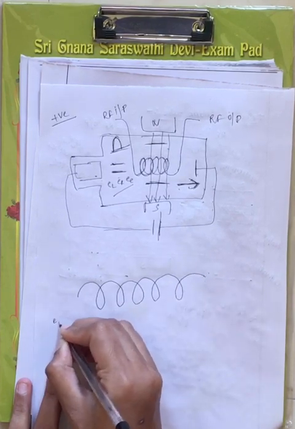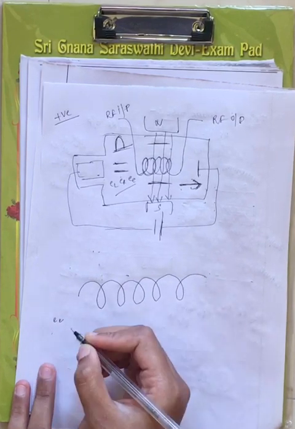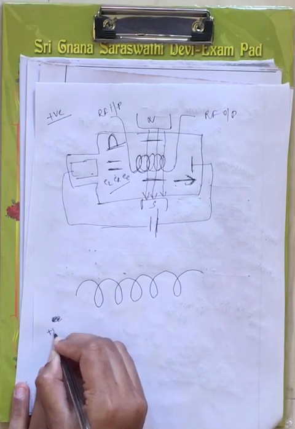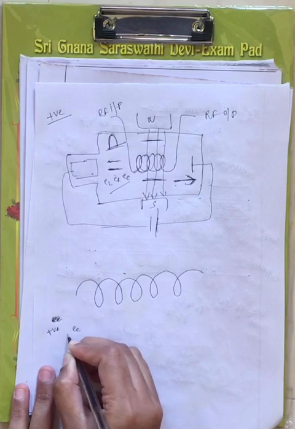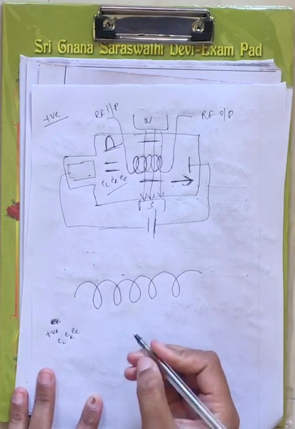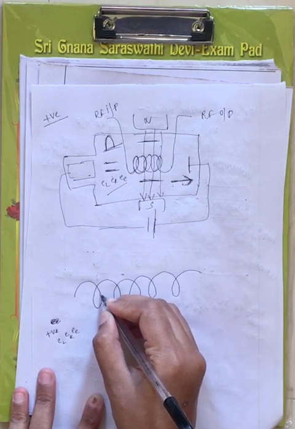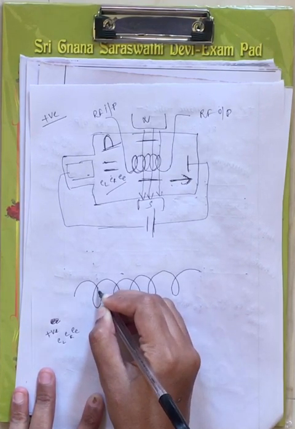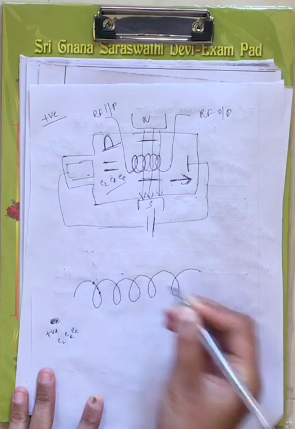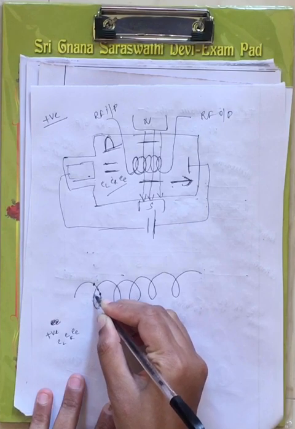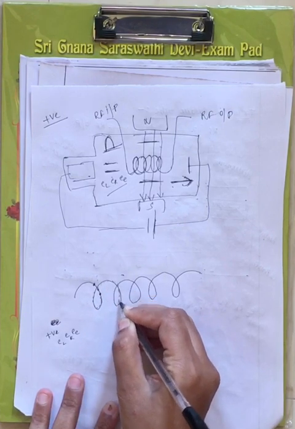Now the early electron. For the positive half cycle, electrons will experience an accelerating force. The first electron will be the early electron, followed by the reference electron, followed by the late electron. Now this will travel along this tube, along this slow wave structure.